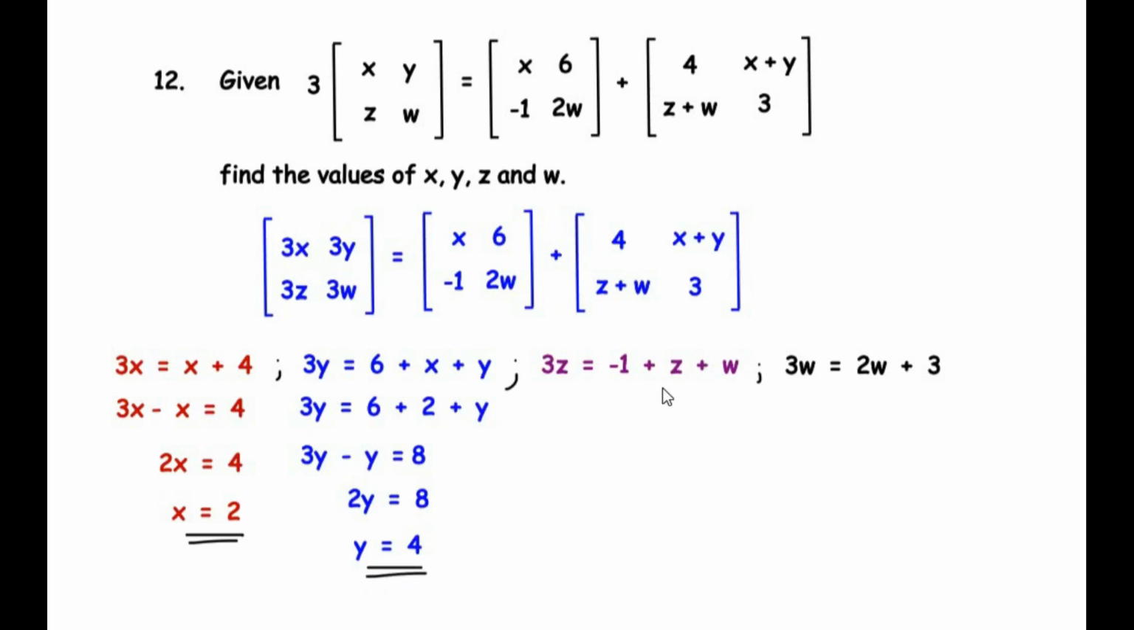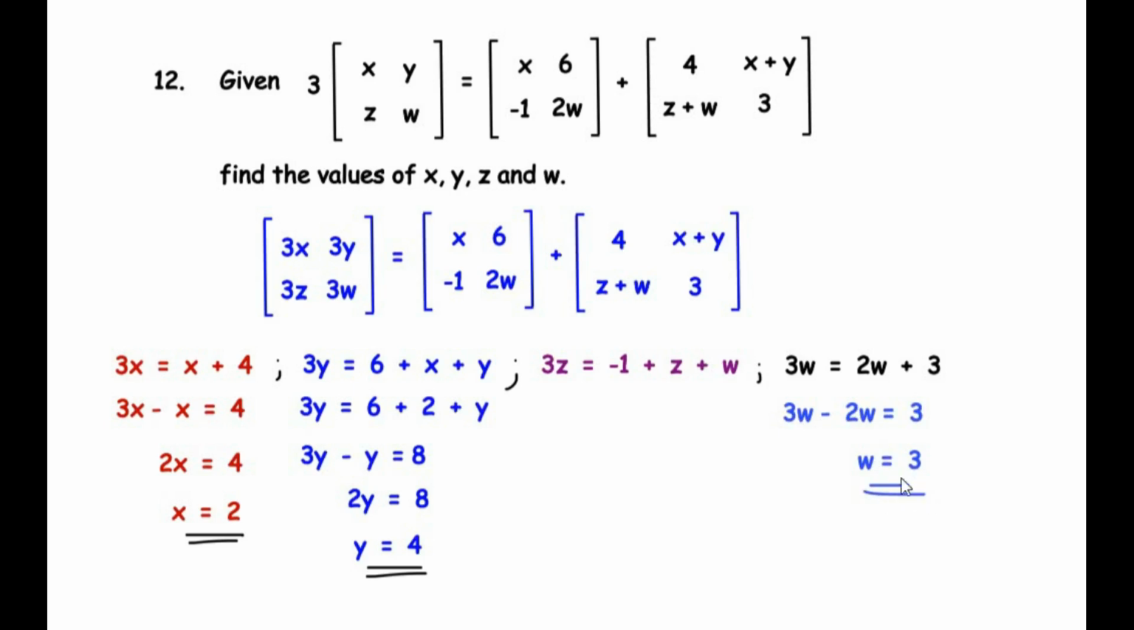Now in the third equation, we have two unknown variables, that is w and z. Till now we have not got the value of z and w. So let us try to get the value of w from the fourth equation. So taking 2w on the left hand side, we get 3w minus 2w equal to 3. Now 3w minus 2w gives us w. So w value is equal to 3.